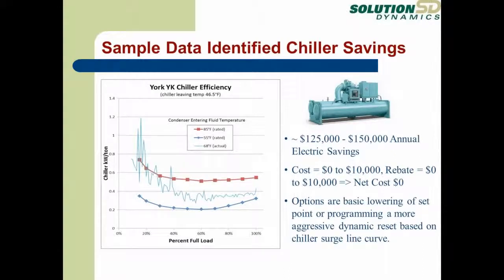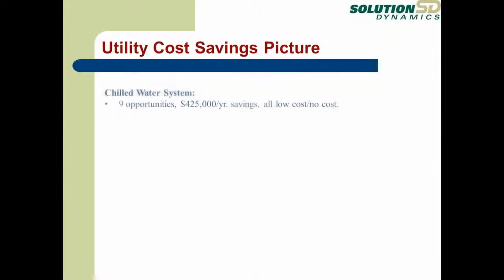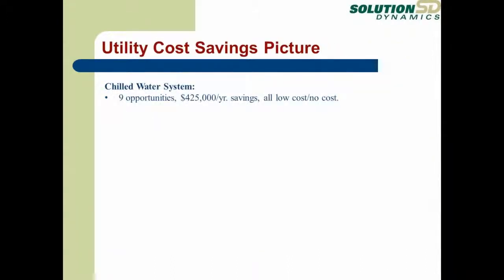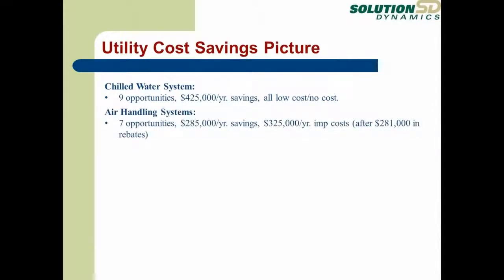And they could, like I mentioned, do some dynamic reset on the actual head pressure, lowering it for these chillers to even go lower than 55, depending upon how the chiller is loaded at the time. So overall, in terms of the utility cost savings picture, these were just a couple of examples that I pointed out, but we had 9 opportunities in the chilled water system for a combined total of $425,000 worth of savings, all at low cost, no cost after rebate.